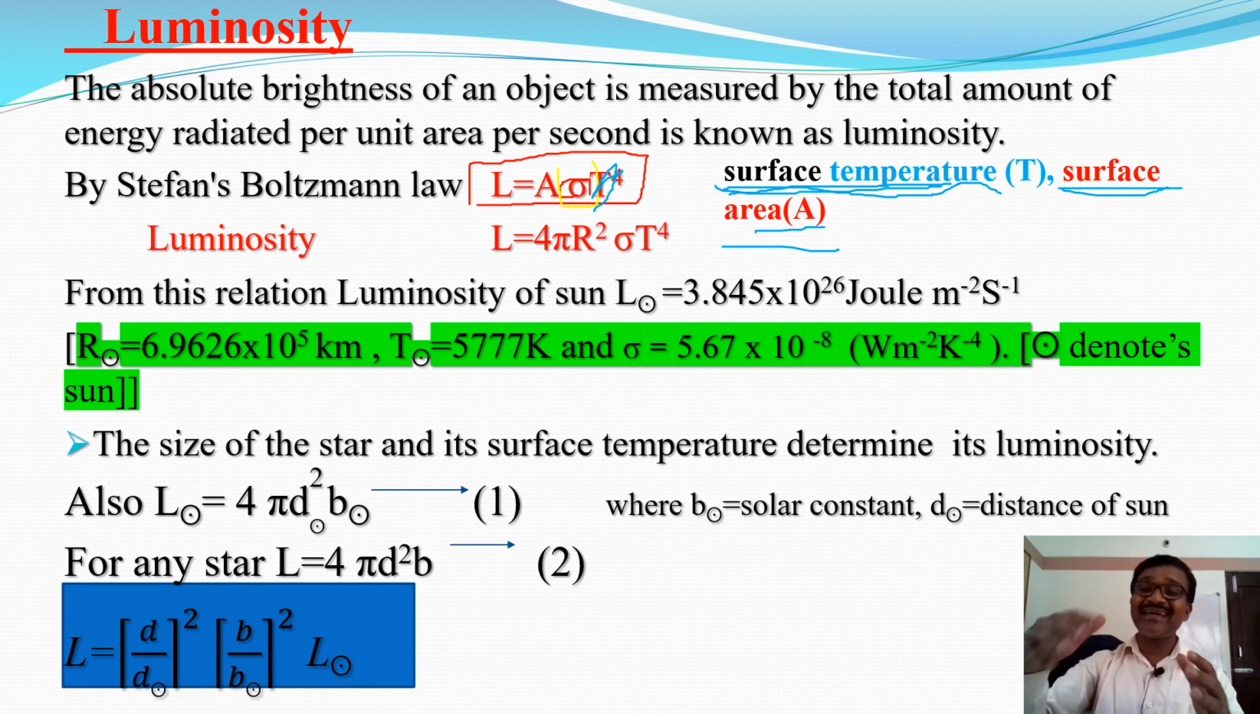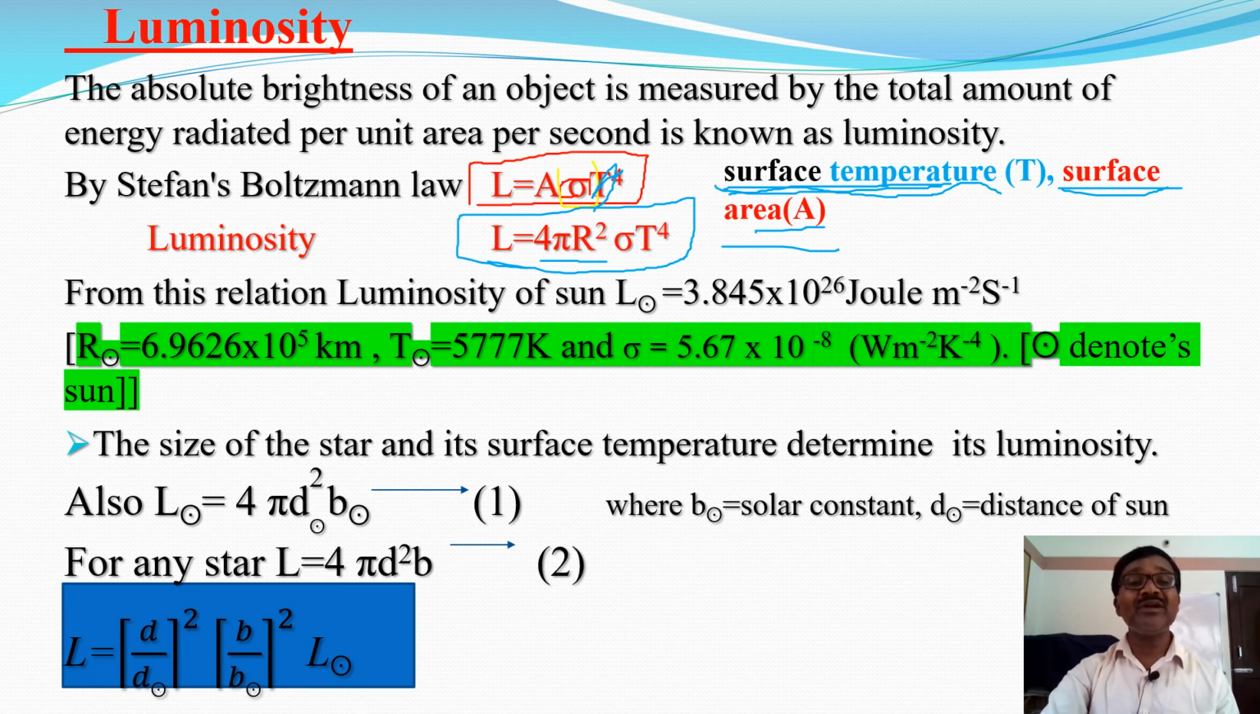If the surface area is higher, luminosity is also high. Students, remember this point. If the surface temperature is higher, luminosity is also high. In addition to this, if the surface area is higher, luminosity is also high. The surface area we measure as 4 pi r square, considering the star as a sphere. This is the luminosity of any star.